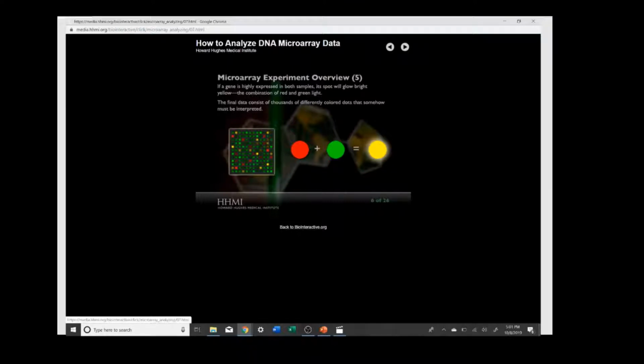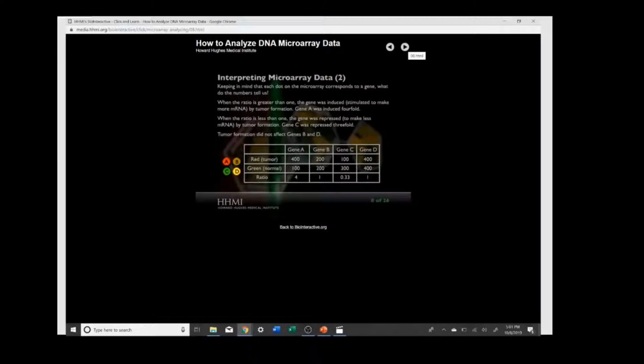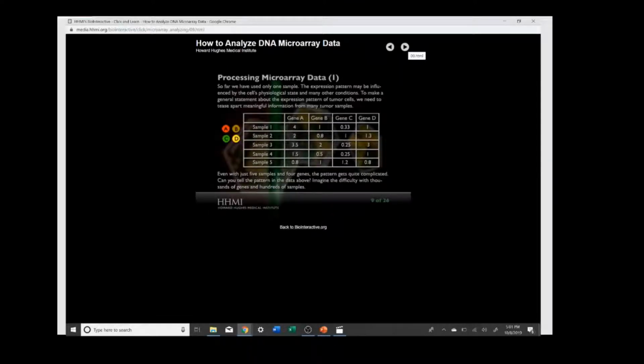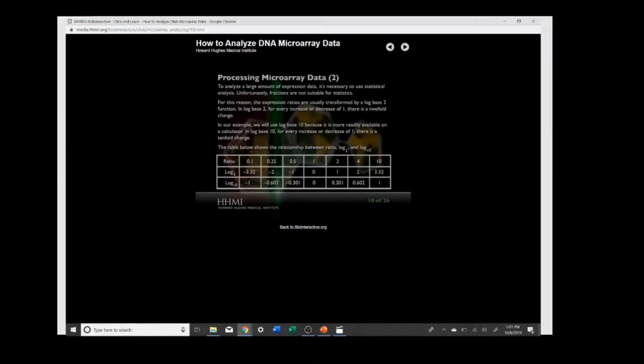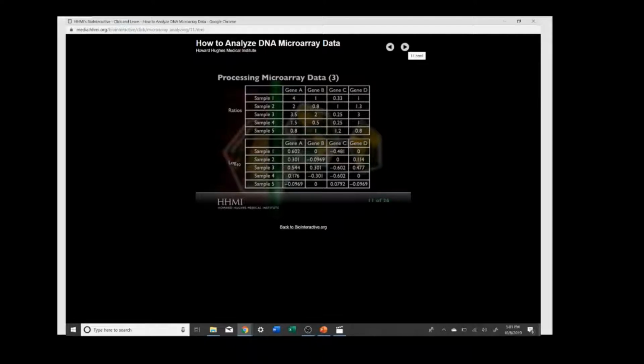And so you get a better understanding of how to analyze the data because it can be very confusing. I don't know if you noticed, but some of the images in my PowerPoint look kind of wild. So if you're confused about what that might mean, this is a really good website to help you understand those things.